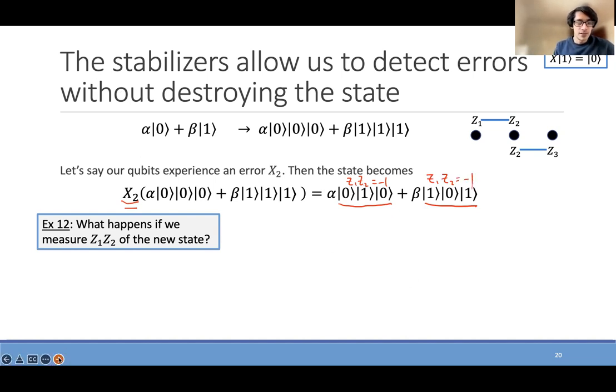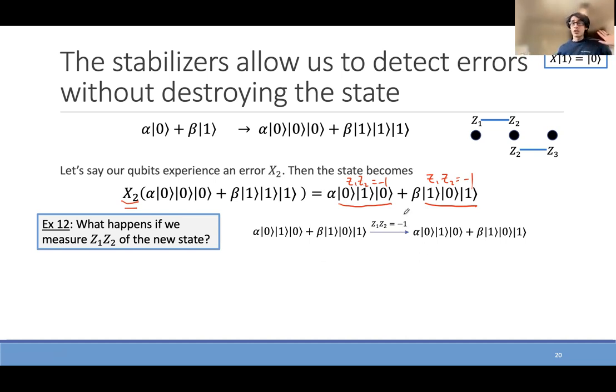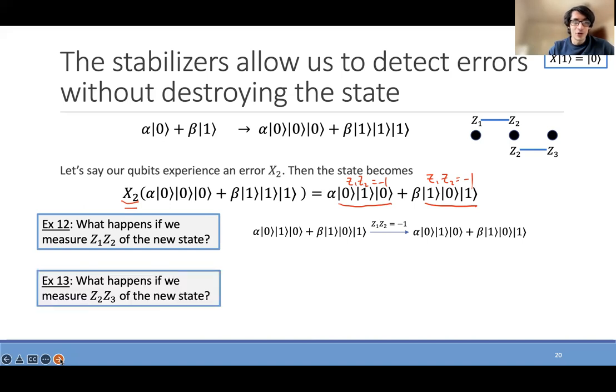So what that means is, if we measure Z1 times Z2, we still don't change our state. We're still in a definite value of Z1, Z2. But we'll get back the answer -1. And we knew we were supposed to get back the answer 1. So we'll be like, that's interesting. We're just going along, we're measuring Z1, Z2, and we get 1, 1, 1, 1, -1. That tells us that something happened somewhere. And then the next thing to think about is what happens if we measure Z2 times Z3.